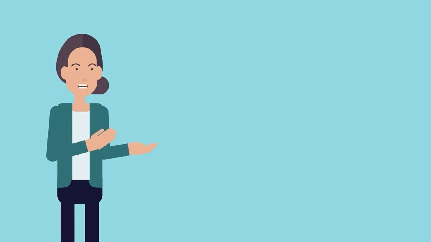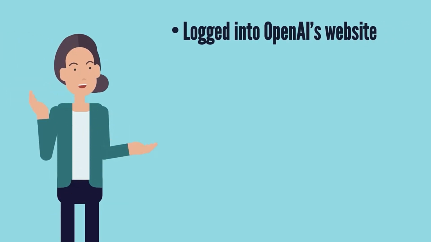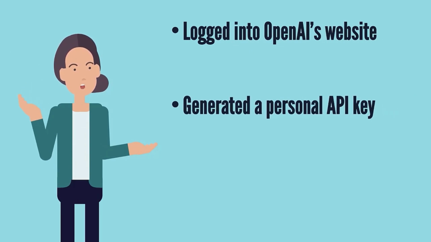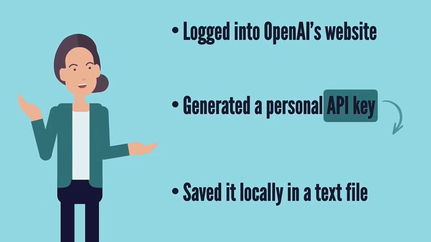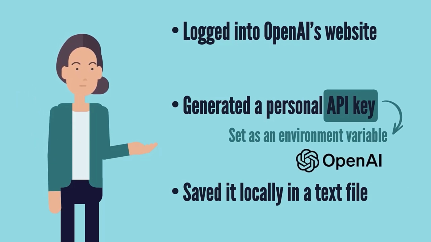Hey! In the previous lesson, we logged into OpenAI's website, generated a personal API key, and saved it locally in a text file. We'll learn how to set this API key as an environment variable, which will soon be used to communicate with the OpenAI library.